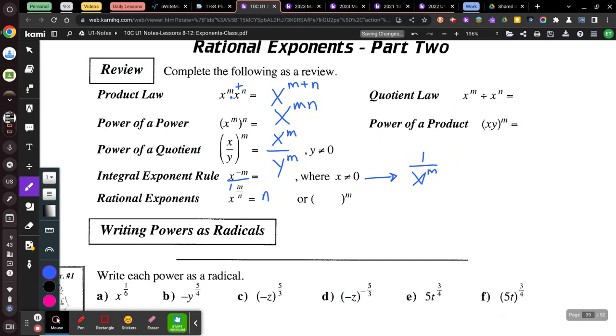Now we're going to put nth root of x to the m, where m is on the outside of the brackets. This one, dividing, we're going to subtract. So this is x to the m subtract n. And this one, they each get the m because they each have hidden ones. So now we're going to get y to the m.